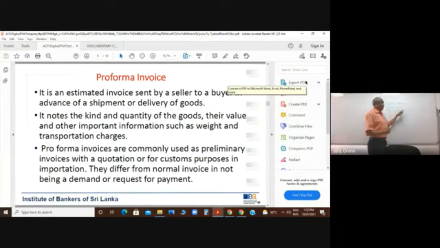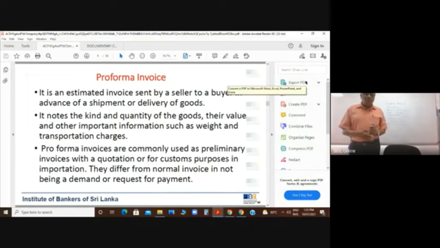Here we have put some estimation value of $10,000 per unit. It can be changed. Even the transport cost can be changed. The final invoice is the commercial invoice. And this is not a demand. The proforma is not a demand, it is only a picture. It notes the kind and the quantity of the goods, their value, and other important information such as weight, transportation charges, and all those things.